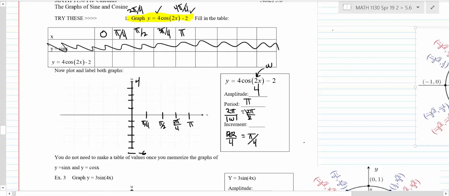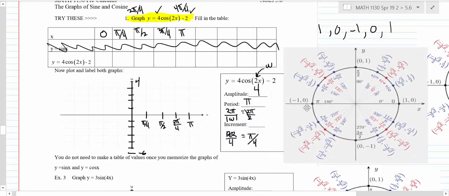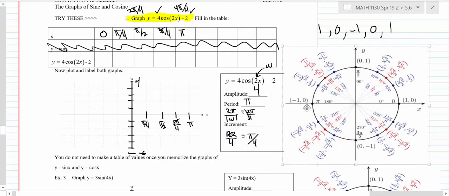On a cosine, the key y values are 1, 0, negative 1, 0, 1. If you look at my unit circle, what I'm doing is getting those values. Remember, the cosine is the x value. So the cosine of 0 is 1. Cosine of pi over 2 is 0. 1, 0, negative 1, 0, 1, like that.